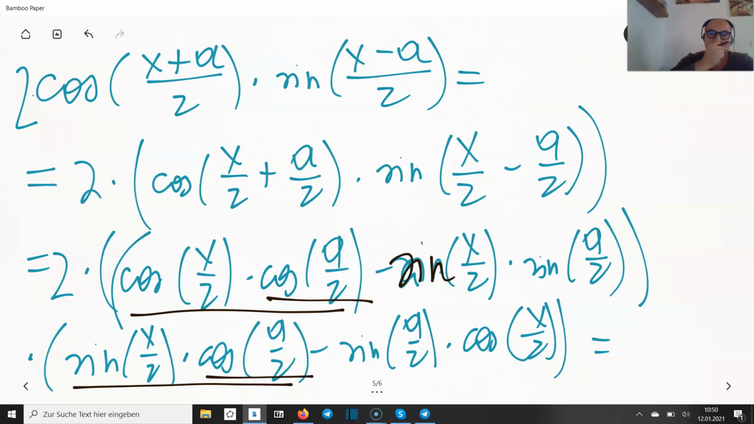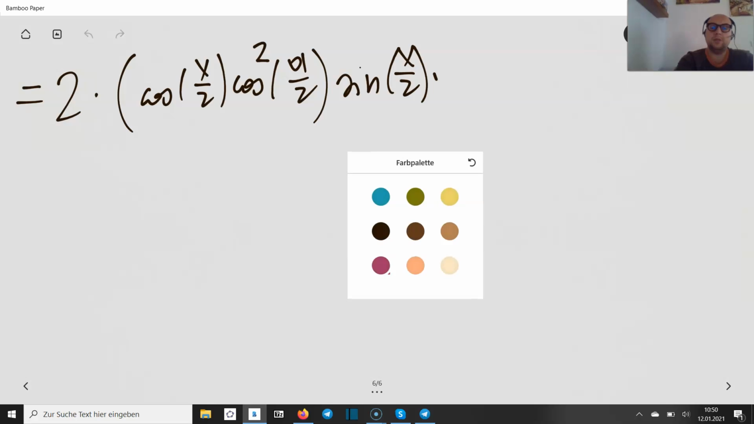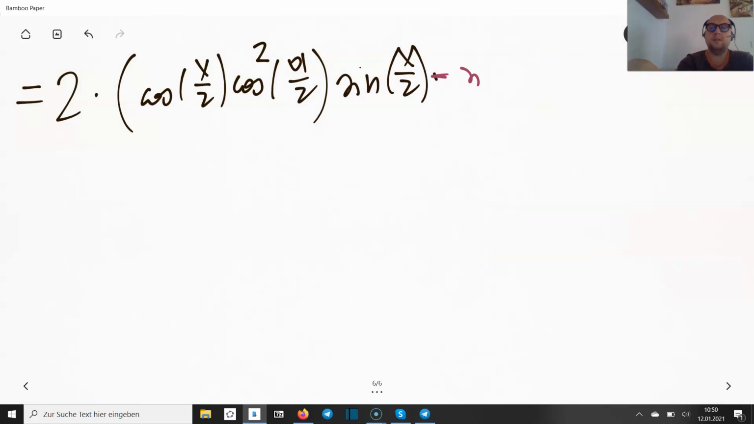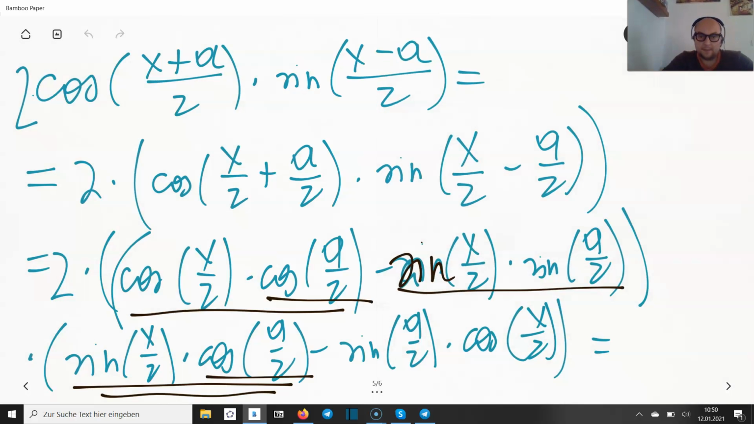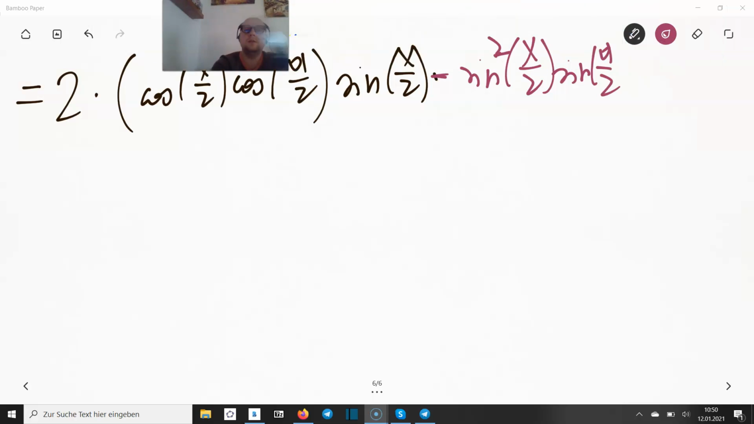Well, let's maybe multiply this one times that one. And now we have the sign in common, so we keep minus. Let's maybe switch the color. We have minus sine squared of x divided by 2. This is what we get here. Sine squared of x divided by 2, sine of a divided by 2.